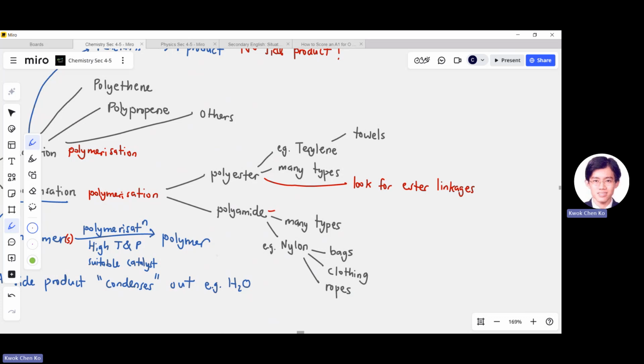Not surprisingly, for polyamide, you look for what we call amide linkages. Recognize the structure of the linkage. I'm going to draw this up. You will find this within the molecular structure. Look for this group. This is your ester linkage.